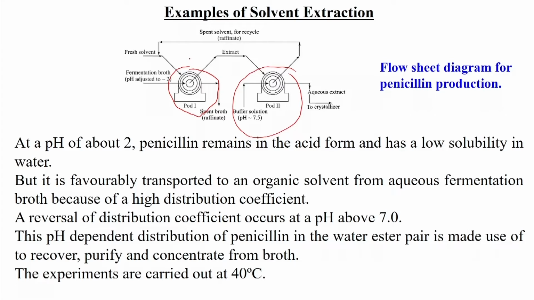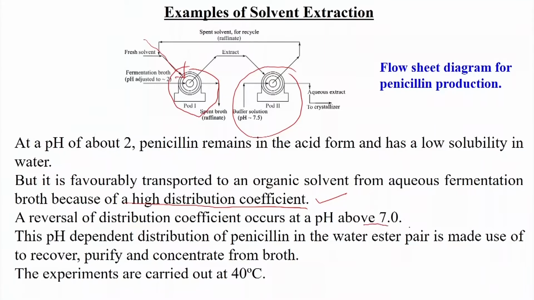So, whenever we add some amount of the solvent here, due to this high distribution coefficient, it will go to this organic solvent. Then the pH is maintained at around 7.5. This pH-dependent distribution of penicillin in the water-ester pair is made use of to recover, purify and concentrate it from the broth. The total experiment is carried out at 40 degrees Celsius.